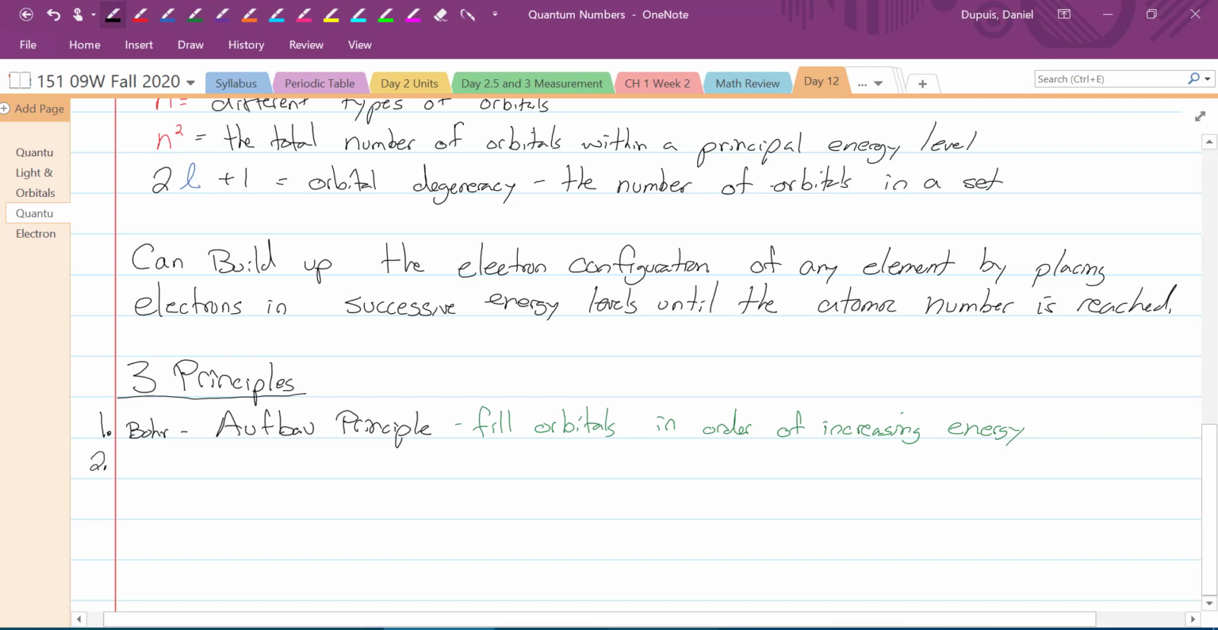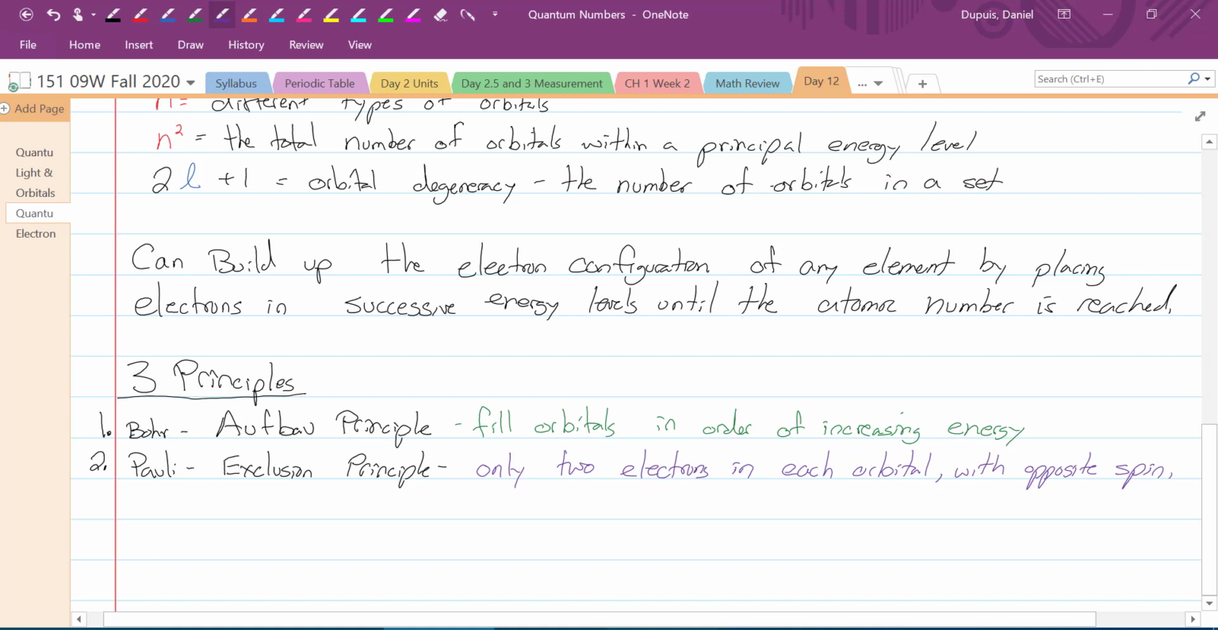Then we got 2 from Pauli, and this is the exclusion principle. The exclusion principle is that only 2 electrons in each orbital with opposite spin. So there's 2 electrons in each orbital with opposite spin.